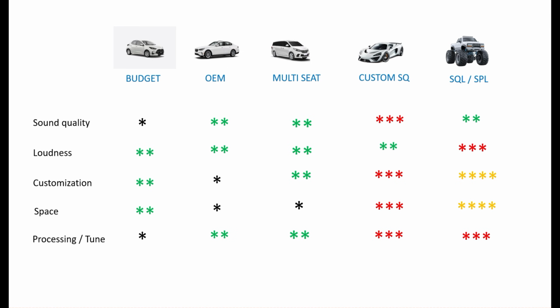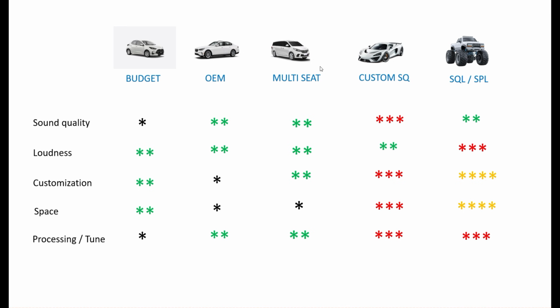So next is processing and tuning, and this is a look at the requirement for a digital signal processor and the amount of time and experience that you need to be able to tune these systems. At one end of the spectrum you've got the budget system. They're usually simple systems, maybe a two-way with a sub. You can often get away with running these systems in passive, maybe using the controls in the head unit. You don't necessarily need a DSP, or if you are going to buy a DSP, you can get away with a cheaper one with just some of the basic functions. You don't necessarily need an expensive DSP with all the fancy features.